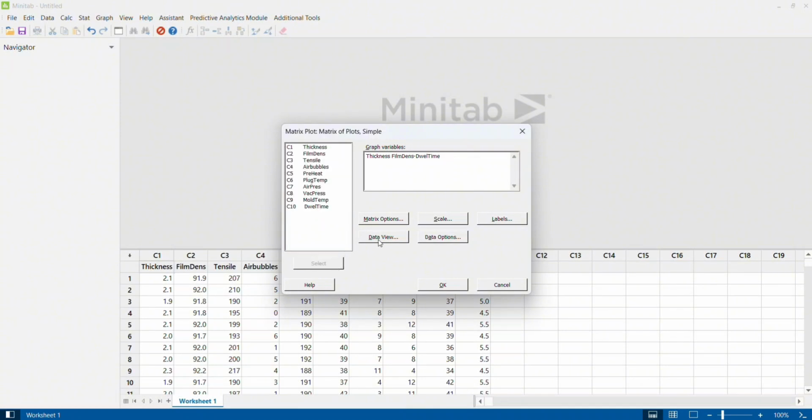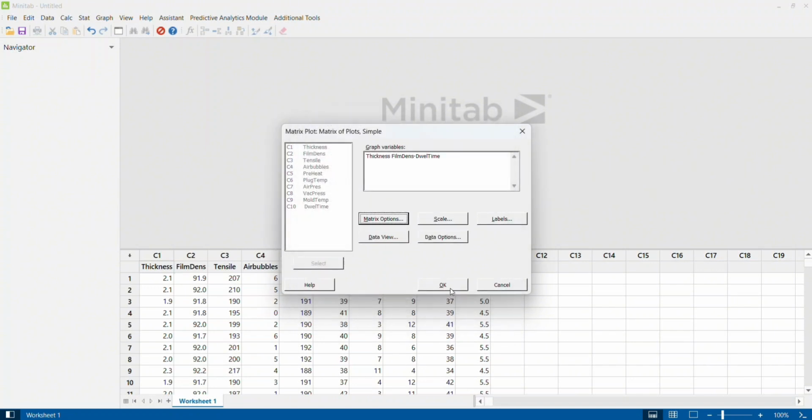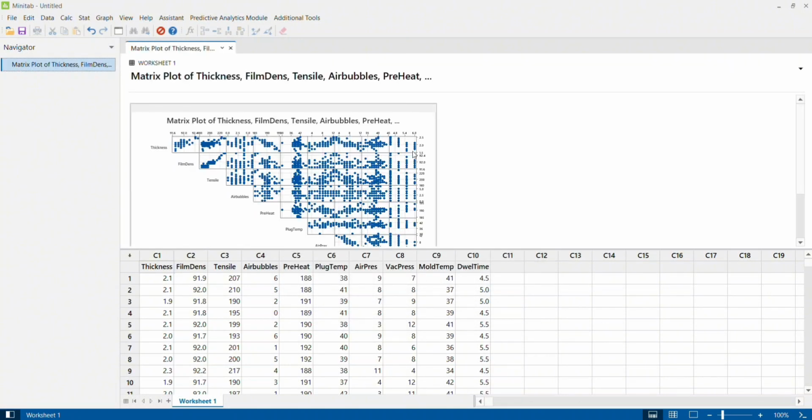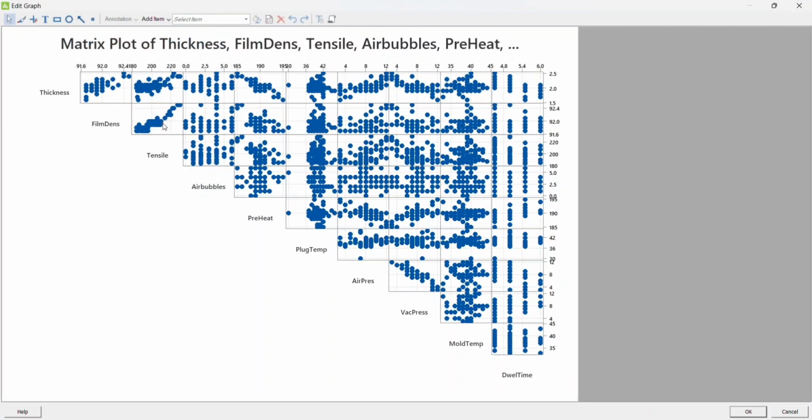So I can select this, and in matrix options I can have a full matrix, or I can have an upper right, or I can have a lower left. Here I'm selecting lower left. Upper right is also an option that we can select. Maybe to start with, I will select upper right and show you.